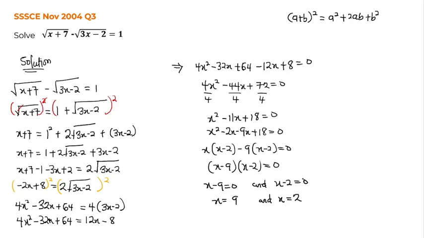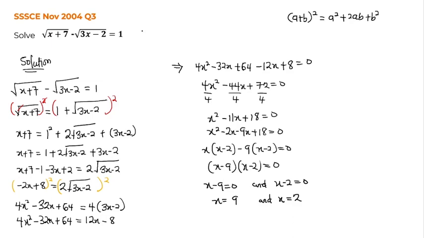Now that we are done with this, we need to verify which of these two values of x satisfy the equation. If both satisfy the equation, then they are the answers. If one of them satisfy, then that number alone is the answer. Now if we put 9 into this equation, we realize that it will not give us 1. So let's try that out.